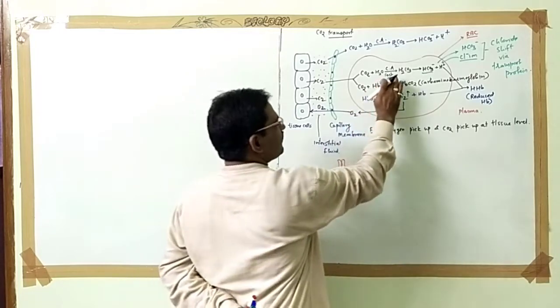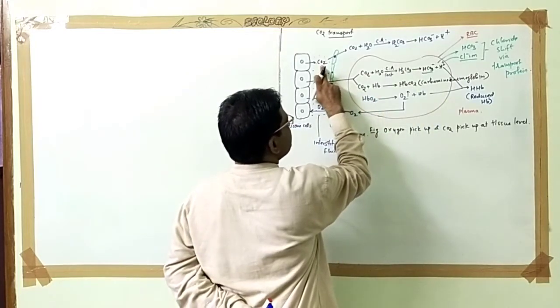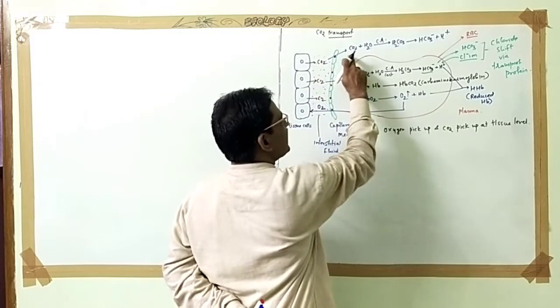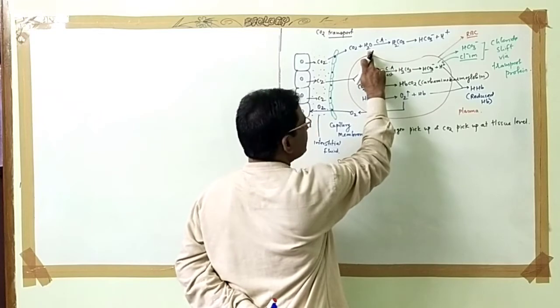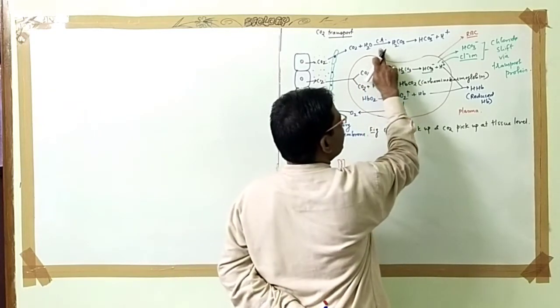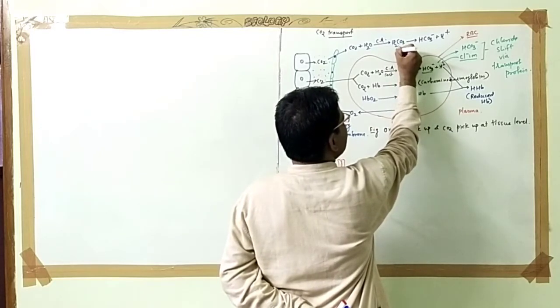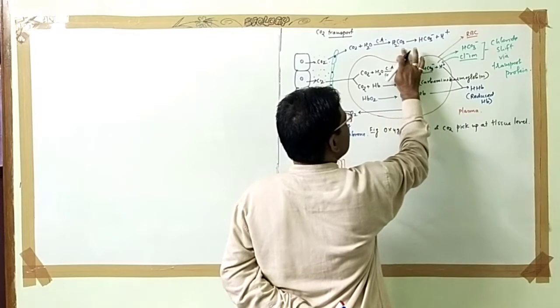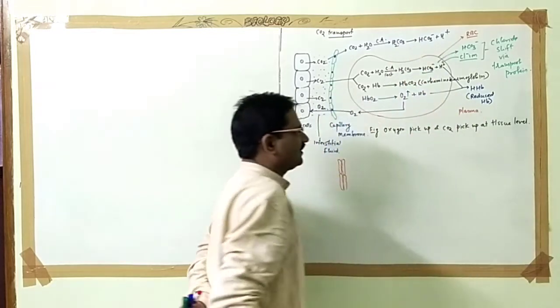Now this is the fast process that takes place inside the RBCs. Now see this CO2 in plasma. This CO2 in plasma combines with water. Okay, in the presence of carbonic anhydrase enzyme, it forms carbonic acid, and this carbonic acid again dissociates into the bicarbonate ion and H plus.